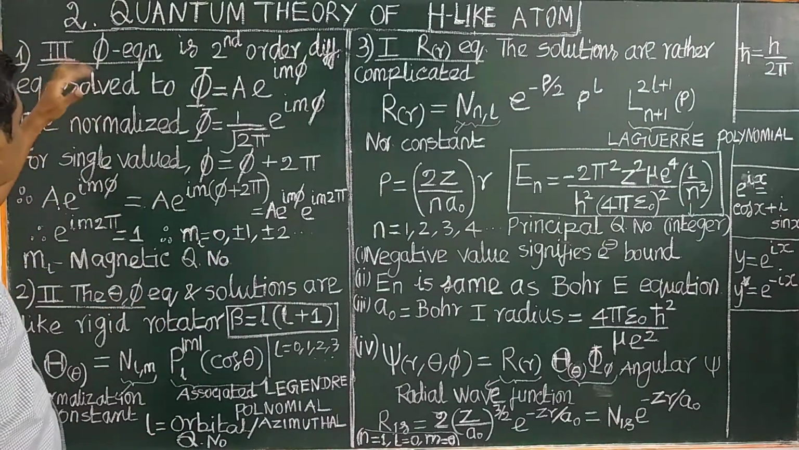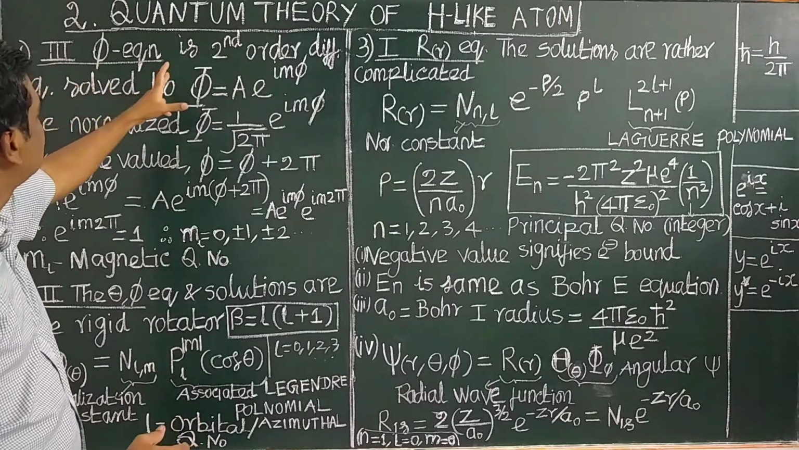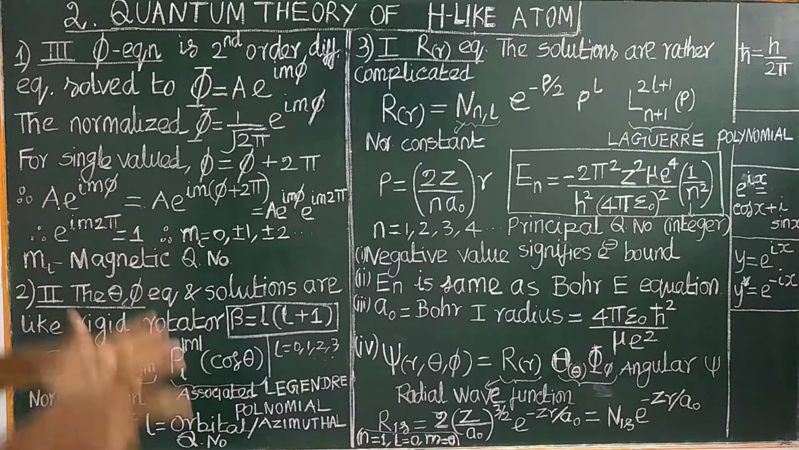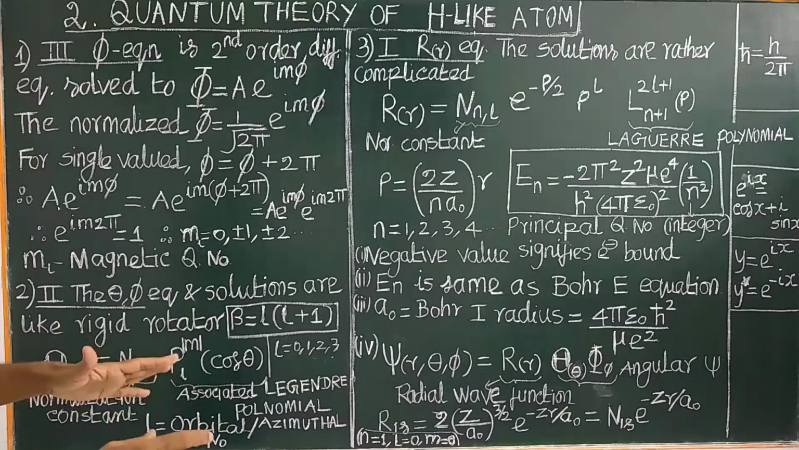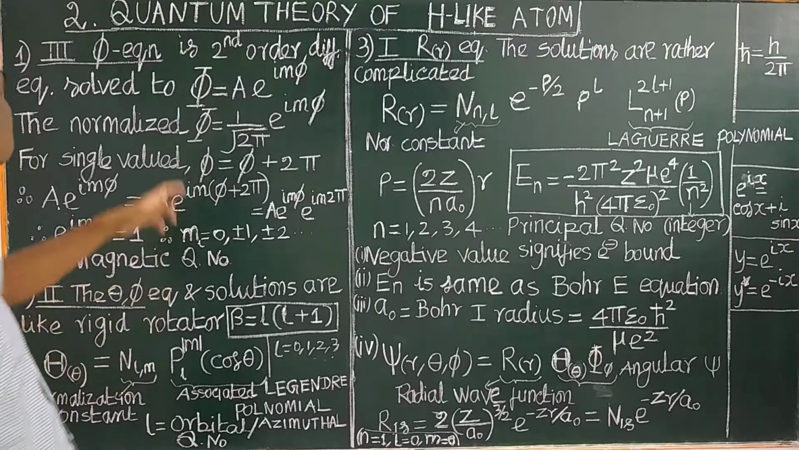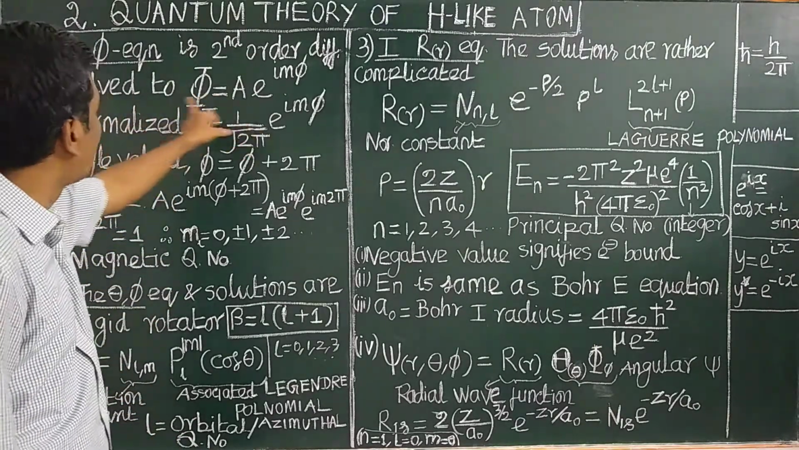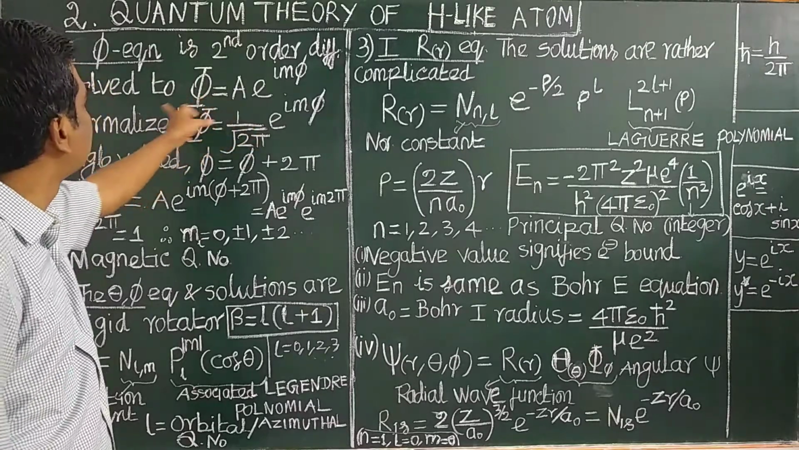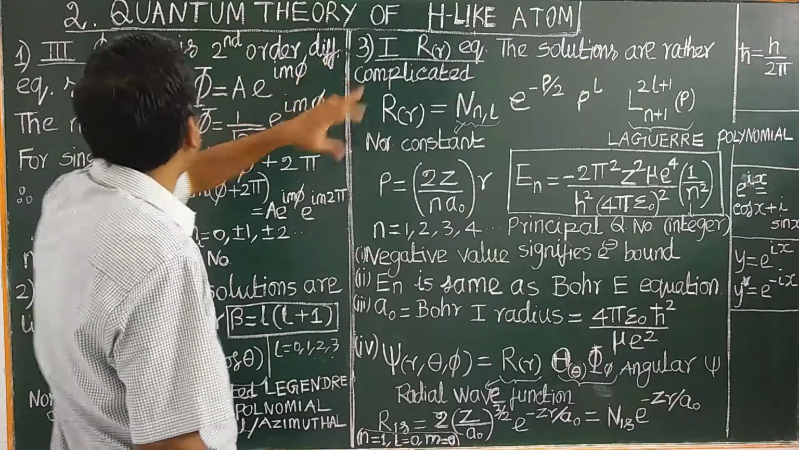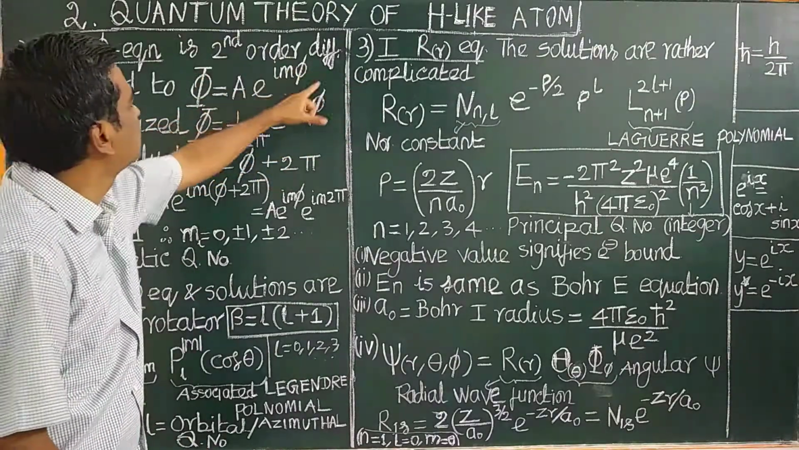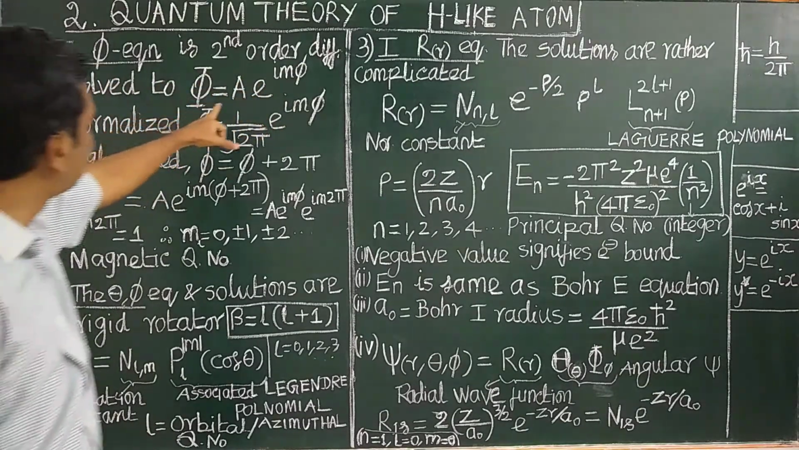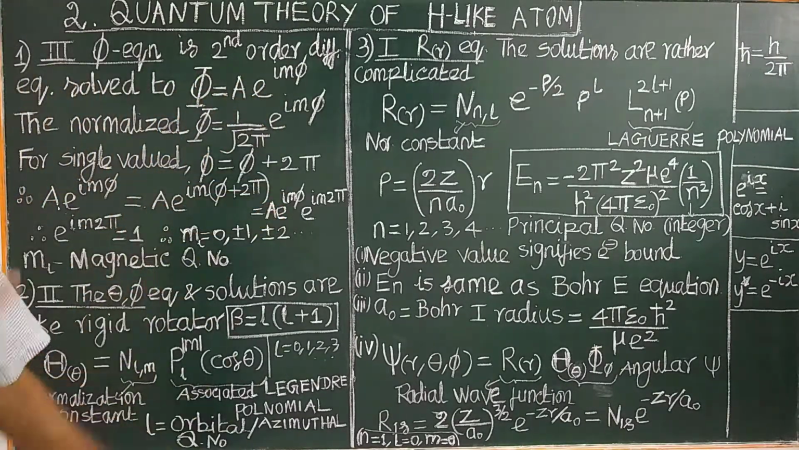Let us see first the third equation, the phi equation, in reverse order, because this is the simplest second order differential equation and it can be readily solved by using differentiation rules. The solution, the wave function, is phi equal to A e power i m phi. This is the unnormalized wave function. Please remember, this is the unnormalized wave function. This wave function is normalized by using the normalization condition.